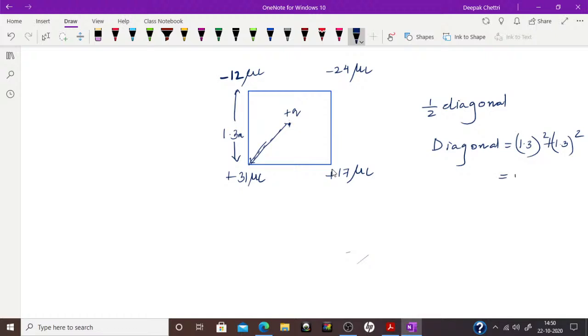So 1.3 squared means 1.69, plus 1.69. If you add these two, it's 3.38. Divided by 2, because we want to find only till here, so diagonal will be divided by 2. Okay, this is a square here, sorry. So it will be 3.38, so this is diagonal, d square, d will be equal to root over of 3.38.